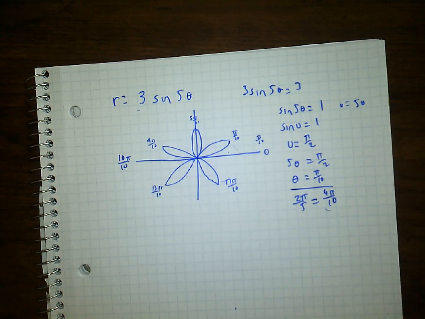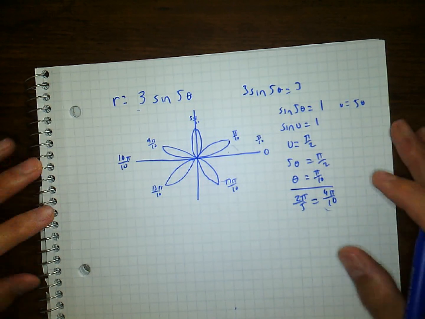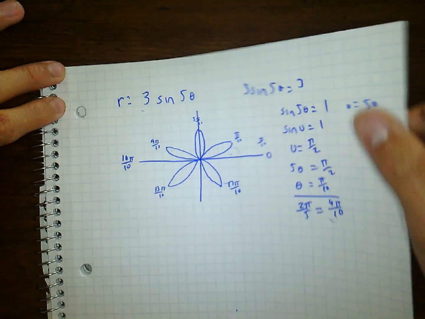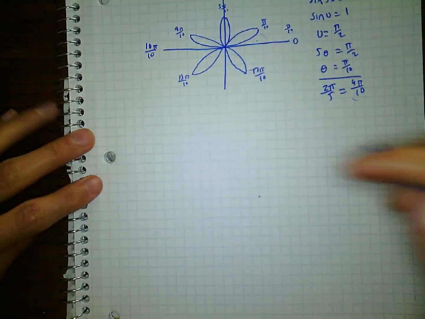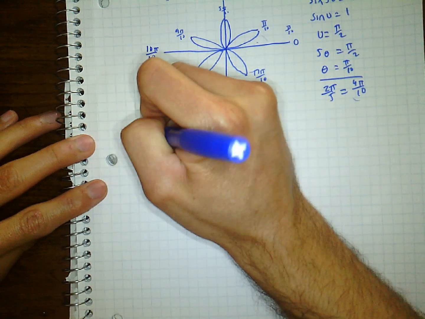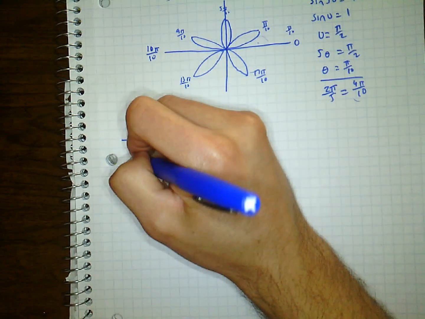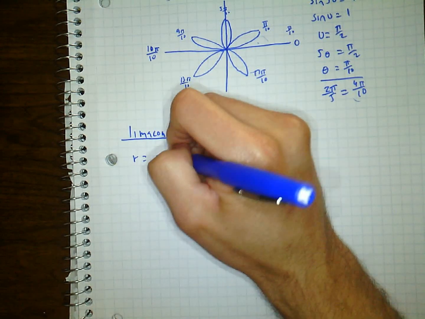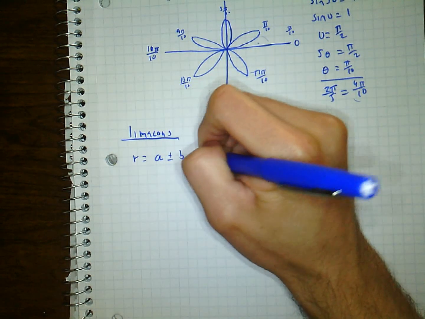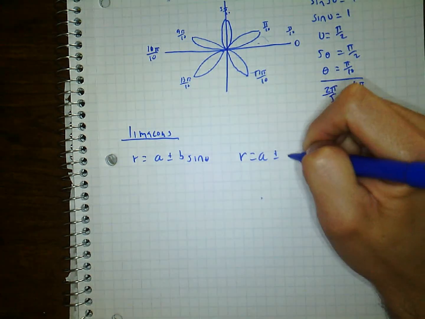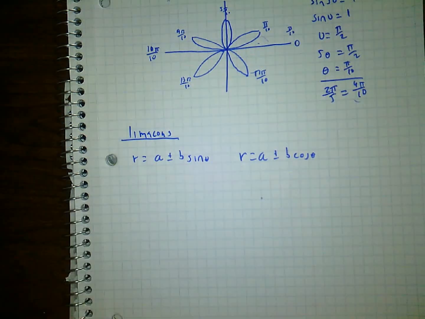Now, we got to move on to our last piece, which is limaçons. Now, limaçons are not that difficult, but unfortunately, guys, there's a whole bunch of limaçons. So let's first talk about the equation. Limaçons have the equation r equals a plus or minus b sine theta, or r equals a plus or minus b cosine theta.